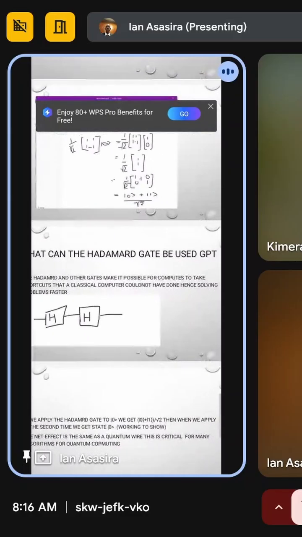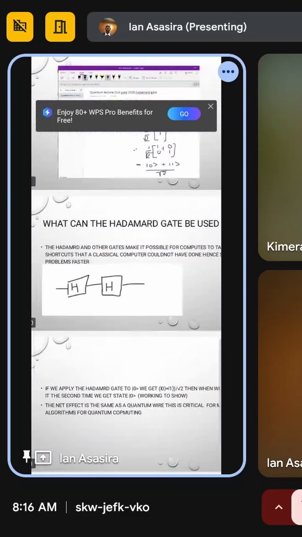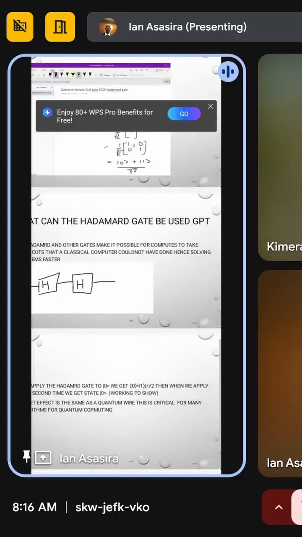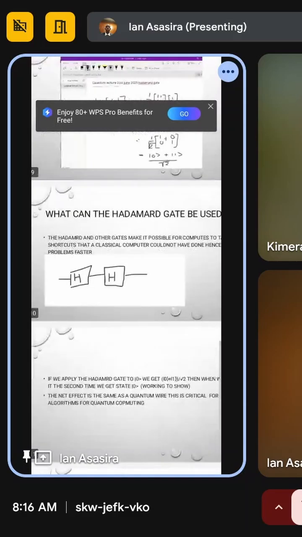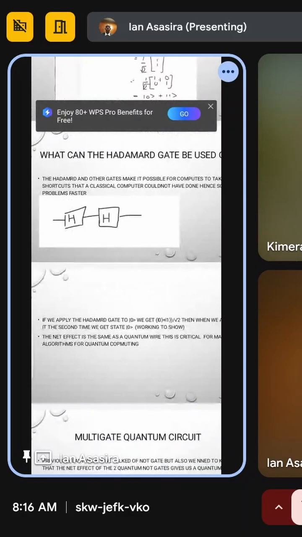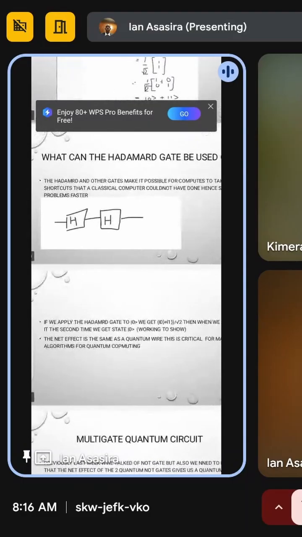What can it be used for? The Hadamard gate and other gates make it possible for quantum computers to take shortcuts that classical computers could not have taken, hence solving problems faster. If we apply it to the state 0, we get the other equation. Then when we apply it a second time, we get back the original state.